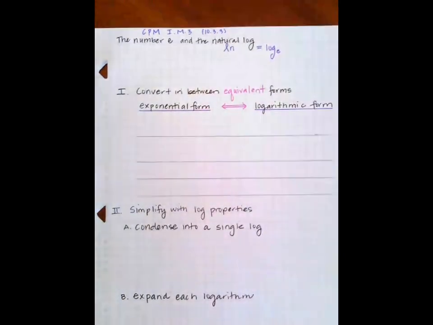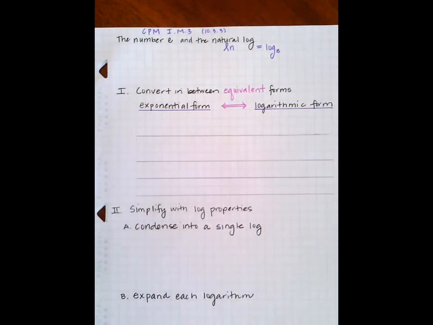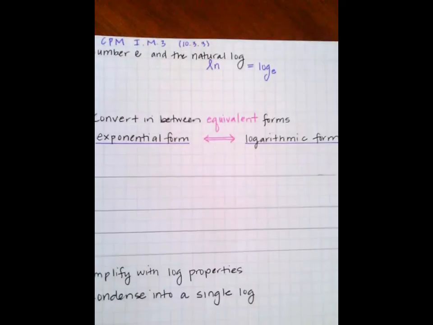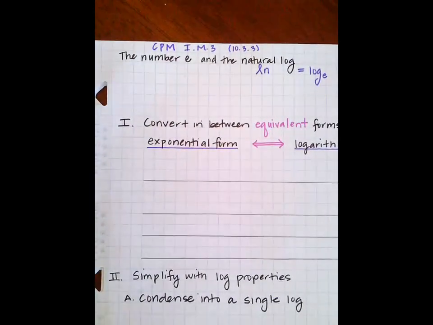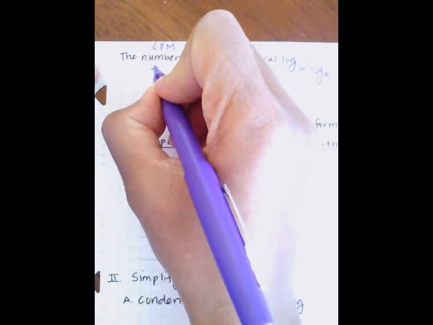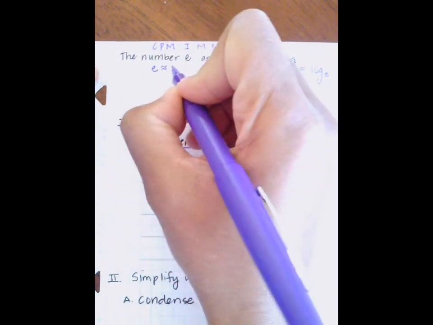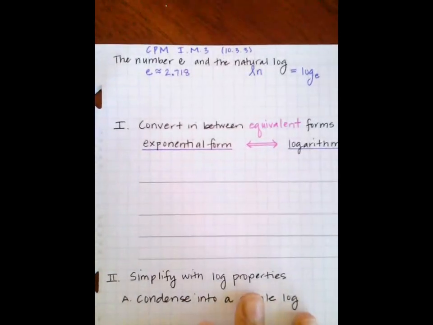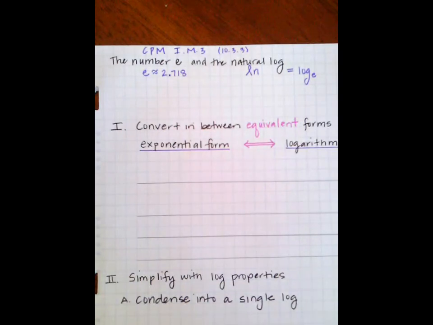And e is just a number. E is actually an irrational number. And if you plug that into your calculator, you would get an approximation for it. For now, it's important just to recognize it is a number. Just like pi is a number, e is a number, and it's approximately 2.718. Remember it to that much clarity is sufficient. So again, the natural log is log base e.